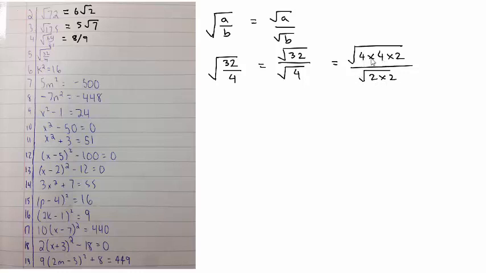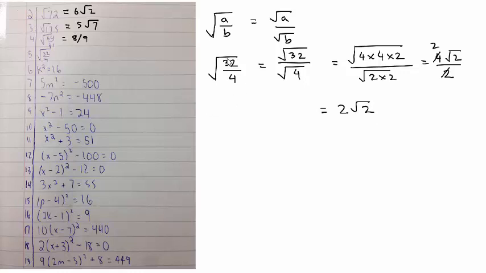Now we have a pair of 4's on the top. So this becomes equal to 4 outside the square root multiplied with the square root of 2 over the square root of 4 is 2. And you can simplify this 2 with this 4. You can write a 2 here. So this is going to be equal to 2 multiplied with the square root of 2.